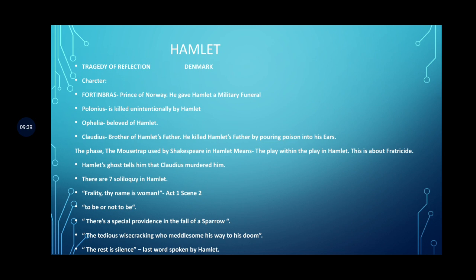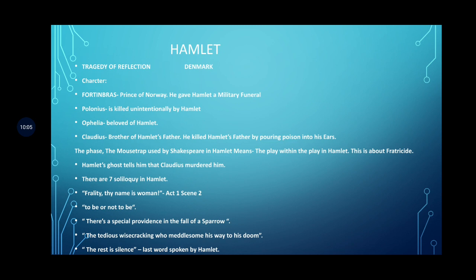Now there is a phrase, the mousetrap, which has been used by Shakespeare. That means a play within a play with Hamlet, and the play is about fratricide. Then we have Hamlet's ghost, who tells him that Claudius murdered him. We have 7 soliloquies in this Hamlet.